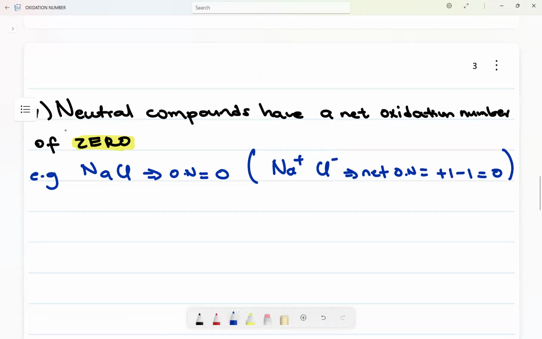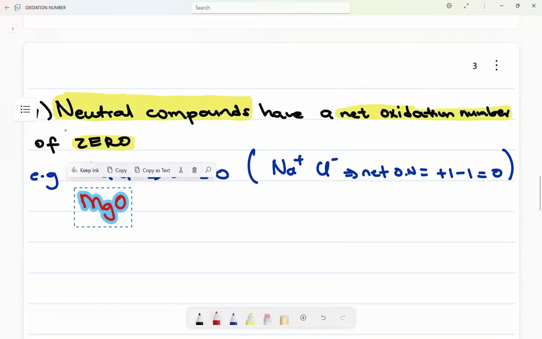Now, I hope that makes sense. When a compound is just neutral. Okay, neutral compounds, guys. Very important. Neutral compounds have a net oxidation number of how much? Of 0. I can make another compound, guys. Whatever compound, MgO, magnesium oxide. It has a net oxidation number of how much? Of 0.